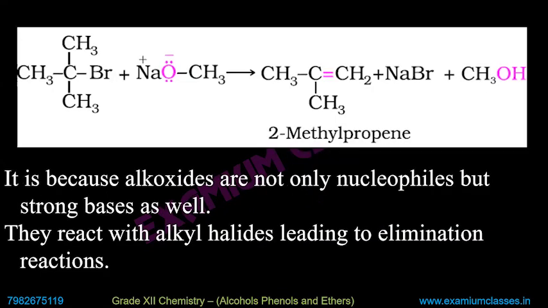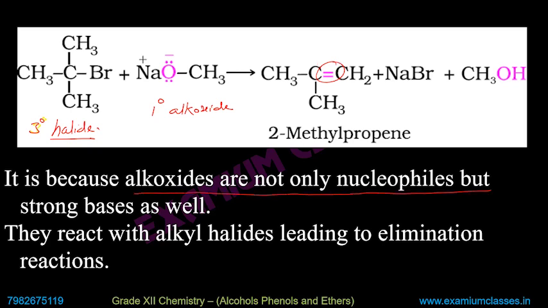So if it is opposite, a 3-degree halide, in Williamson synthesis the halide must be 1 degree. Memorize, repeat it in your mind again and again. 1 degree alkoxide, okay? Sodium methoxide, for example here. Then only alkene is formed. It is because alkoxides are not only nucleophiles but strong bases as well. This is the answer to these types of questions.